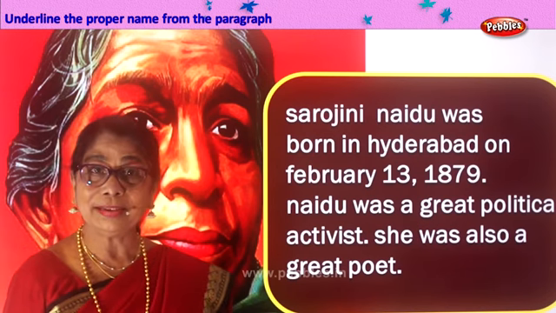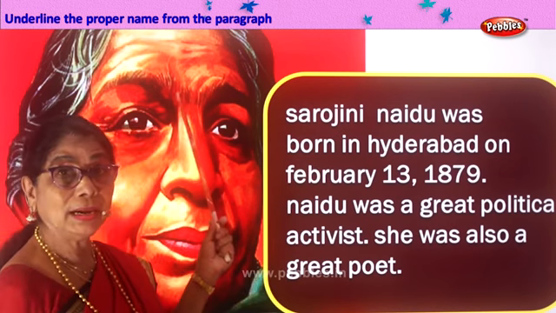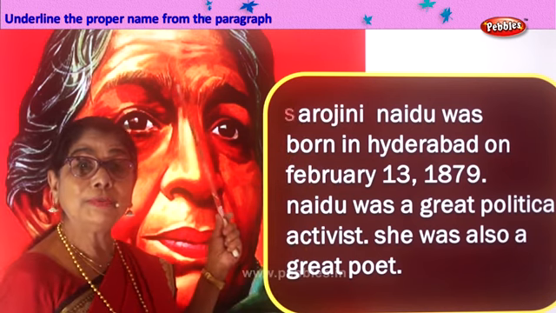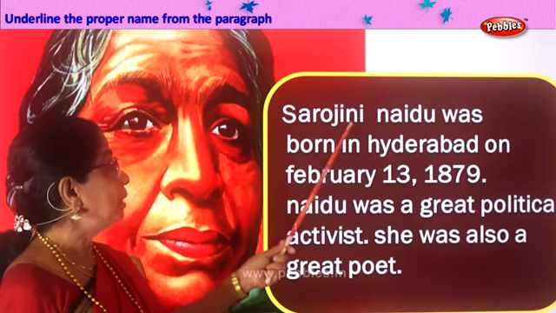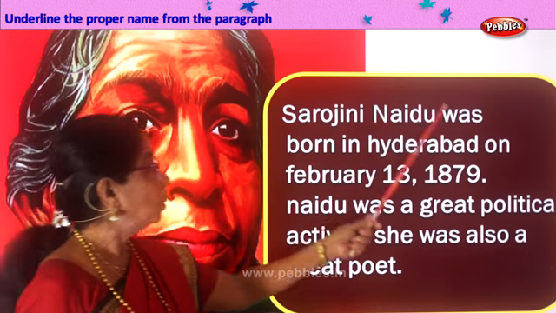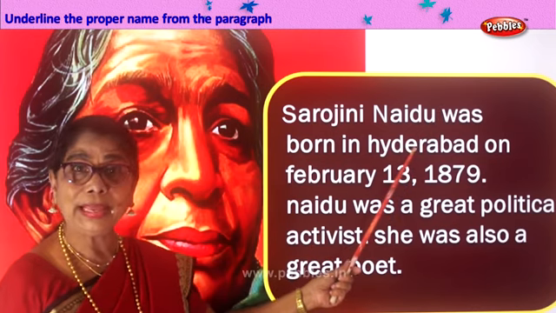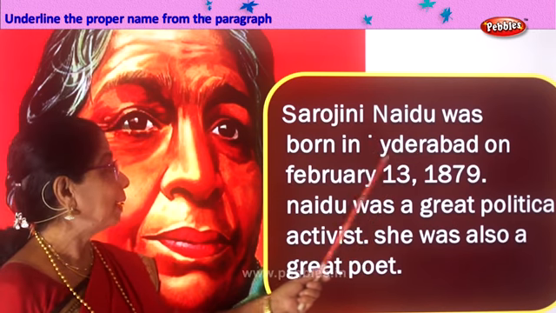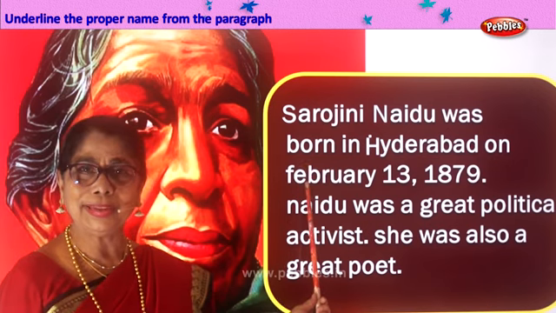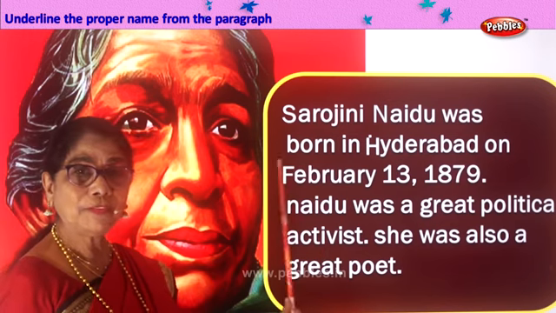Now we're going to identify the proper noun. This is her name, Sarojini Naidu. Her name. S should be capital, N should be capital because it is a proper noun, the name of a great poet of India. So we identify the first proper noun. Now, Sarojini Naidu was born in Hyderabad. It's the name of a place. H should be in capital. Hyderabad on February. What is February? Name of a month. So F should be in capital.